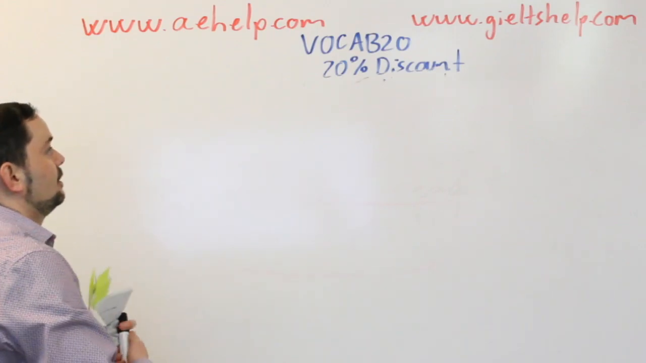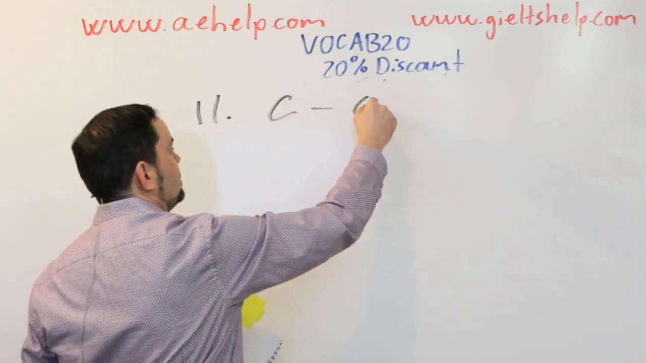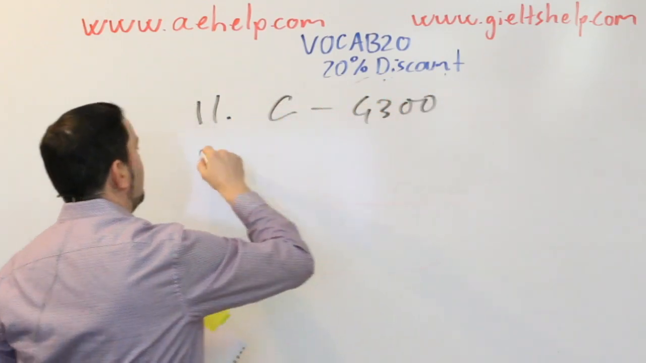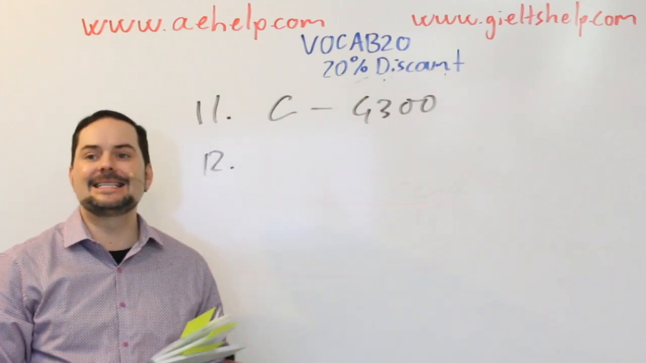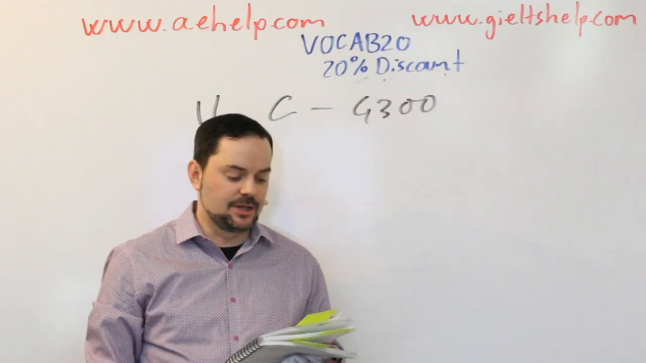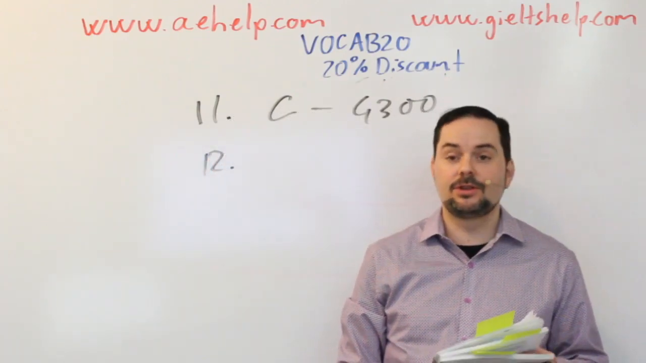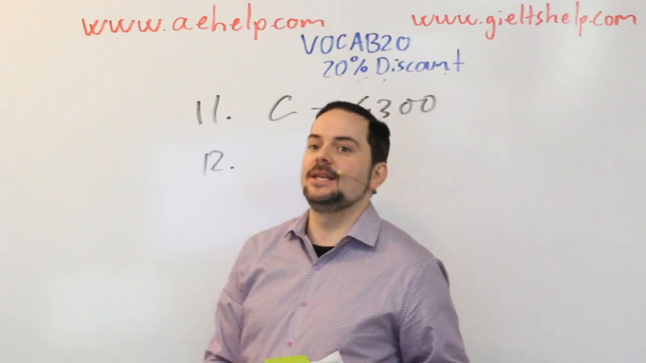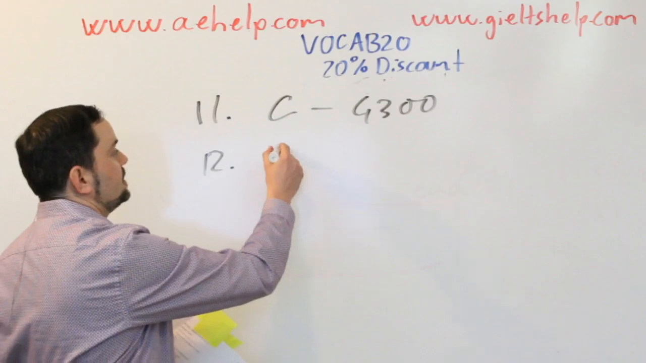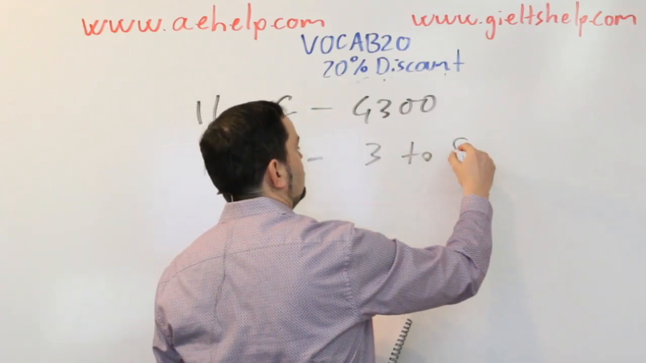So number 11 was C, which is 4,300. How about number 12? So what was the cost of a third class ticket? Was it 30 to 870, 1 to 2, or 3 to 8? C, that's right. Yeah. So again, it's C. So the cost was 3 to 8 pounds. Okay.